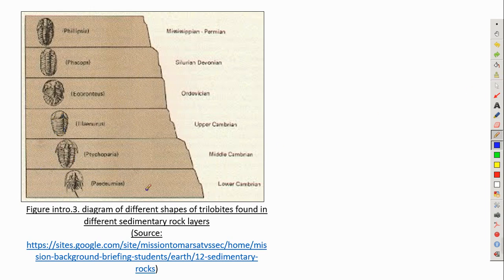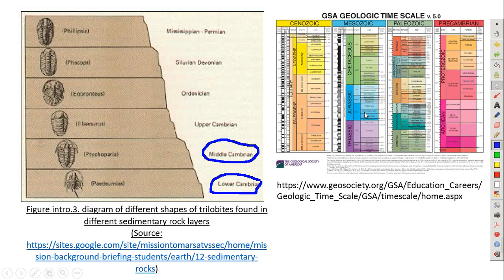So each layer has a specific species, and next to this you can see that there is a name: Lower Cambrian, Middle Cambrian. These names correspond to different geological periods of time. Just for your general knowledge, geologists have built the geological timescale. I'm just going to show you this.